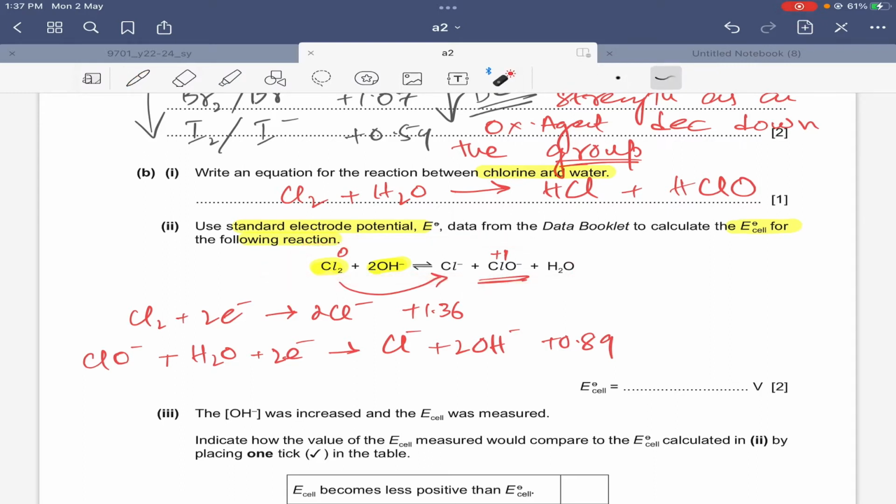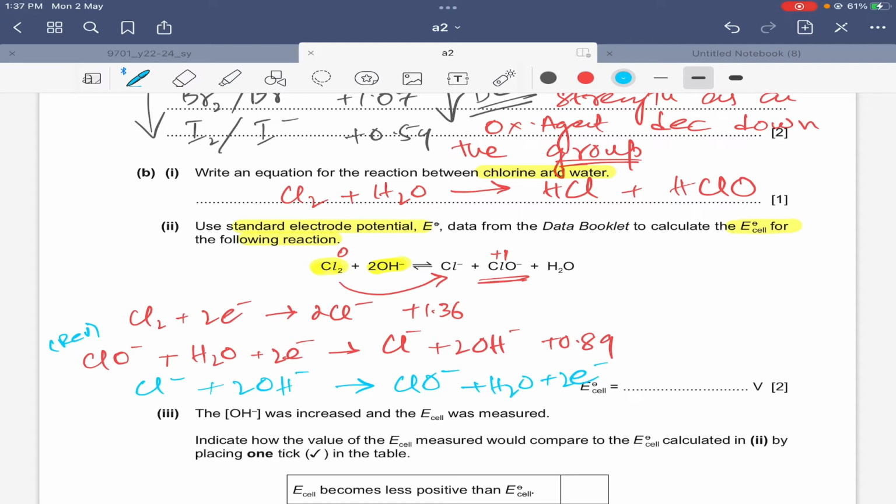Now, if you look at this redox reaction, we can see that chlorine is being reduced as well as oxidized. So chlorine is converting into chlorate ions, which means we need ClO minus on the product side. So equation 2 has to be reversed. By reversing this equation, we get Cl minus plus 2 OH minus gives ClO minus plus H2O plus 2 electrons.